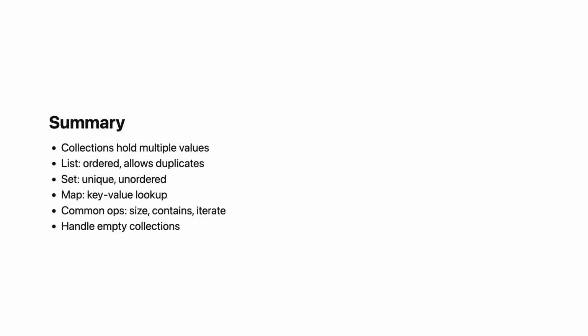Let us summarize. Collections hold multiple values of the same type. Lists are ordered sequences that allow duplicates, used for sequences and queues. Sets are unordered unique collections, used when uniqueness matters. Maps associate keys with values, used for lookups. Common operations: size, contains, iteration. Collections can be nested for complex structures. Always handle empty collections properly. Collections are fundamental. Master them and you can handle almost any data.